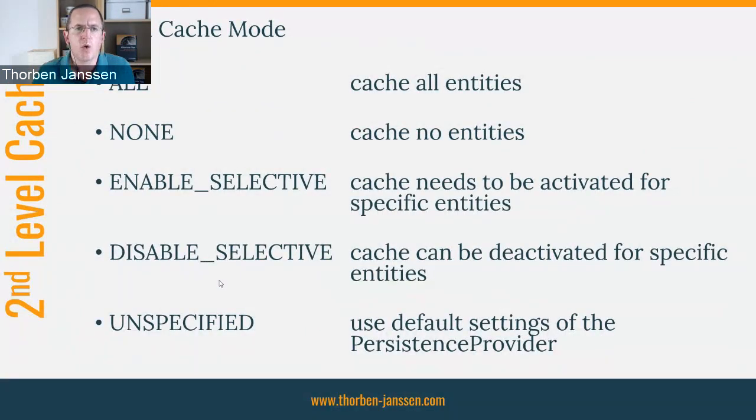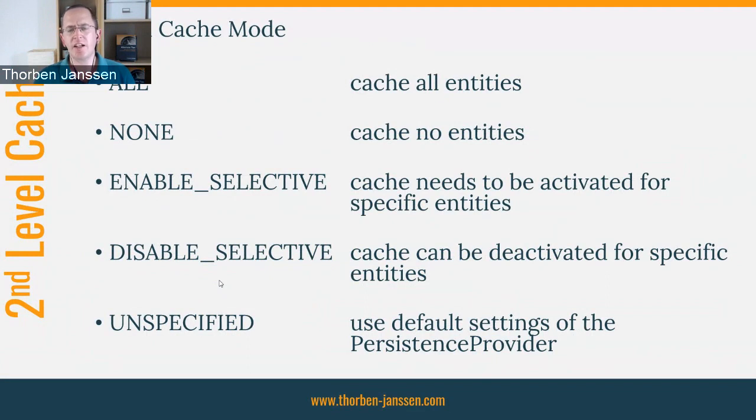So when you use the second level cache in the way that it's defined by the JPA specification, then you need to configure a shared cache mode. And the shared cache mode can have 5 different values: all, none, and unspecified. Let's ignore them for now. These are the ones that you would never configure actually.